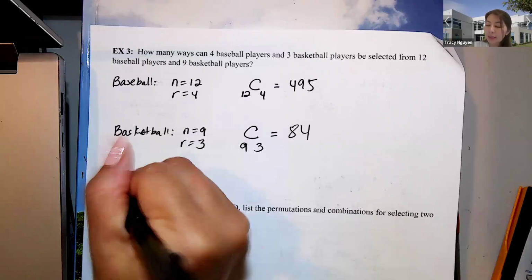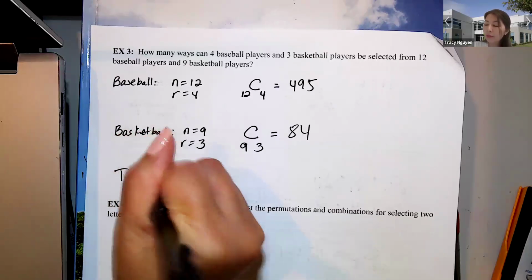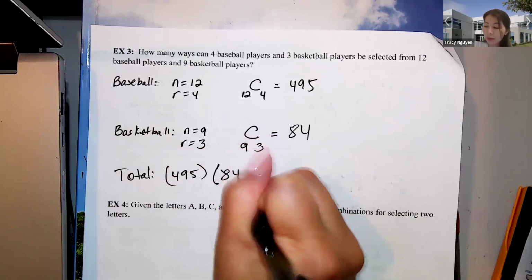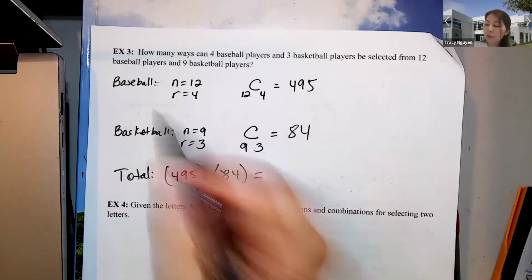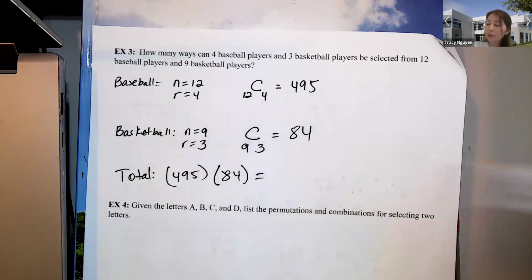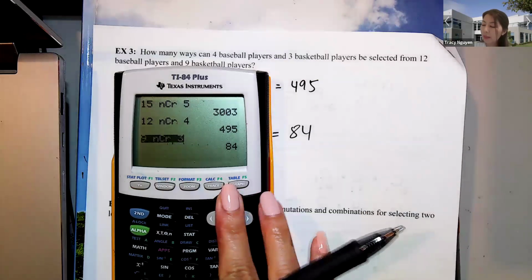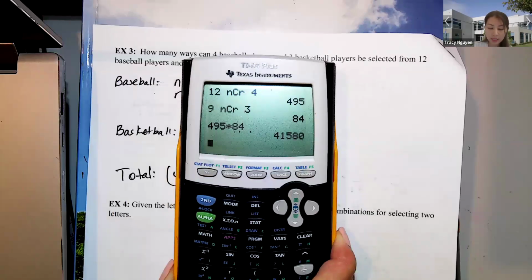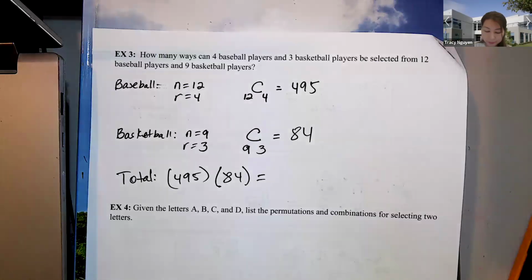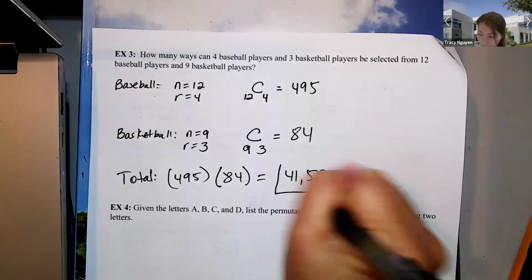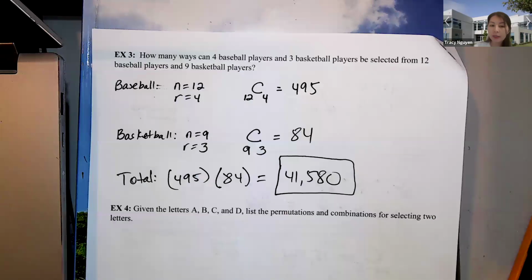Likewise here, to find the total, you have 495 ways for baseball and 84 ways for basketball. You're going to multiply them together. So take 495 times 84, which gives you 41,580. This would be the total that you're looking for in the problem.